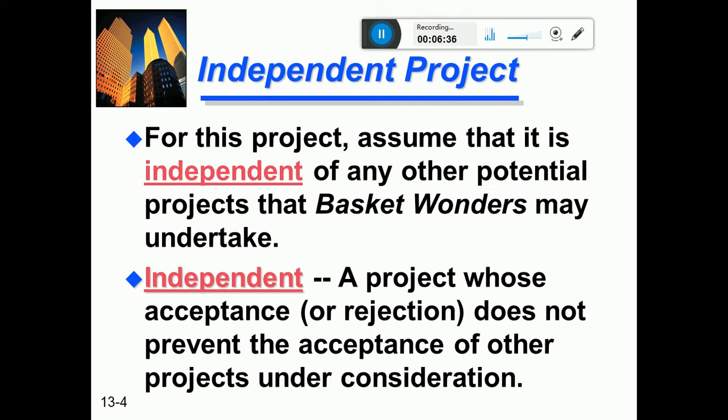It means the independent project has nothing to do with other projects, whether to reject or accept any other project depending on this one, or this project being dependent on another one. So by independent we mean this is a wholly different project, not an alternative option or a comparison, just another project which is not related to the main projects of the Basket Wonders company.